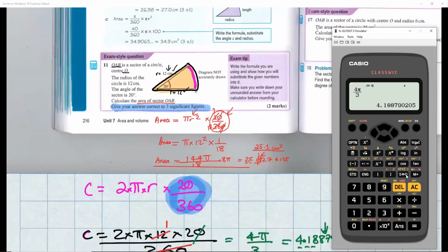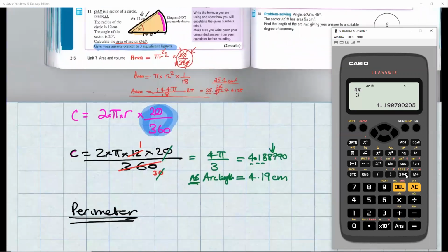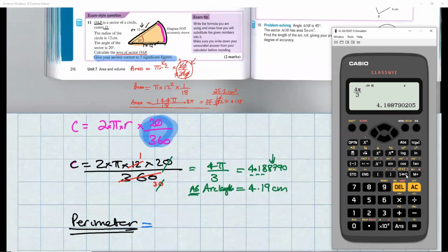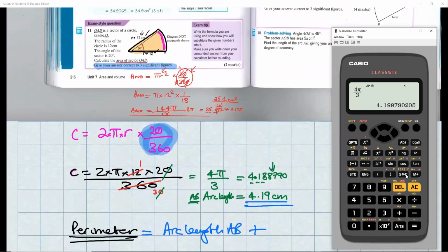Lovely. So now we've worked out the A to B part. So can you give me an idea for the perimeter, please? So the perimeter, if you're looking at what you just told me, we're going to have the arc length, which is AB, which we've done just up here. And then what we're going to add to that?